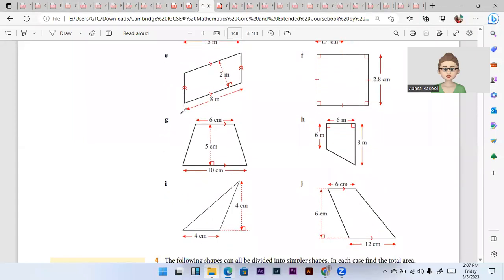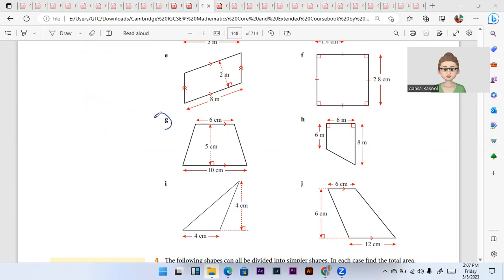Next, how to find the area of this shape? It's a parallelogram, so it will also be base into height. So 8 into 2 will be 16 meters square. This one is a square. In a square, all sides are equal, so its formula is length into length. So 2.8 into 2.8, the answer is 7.84 centimeter square.